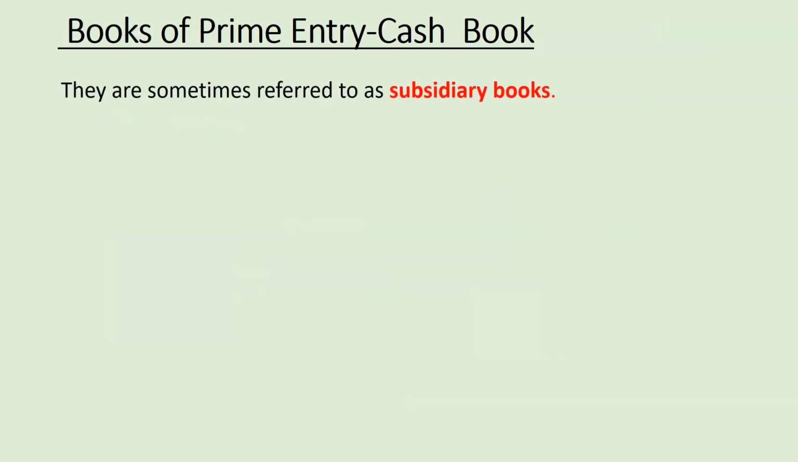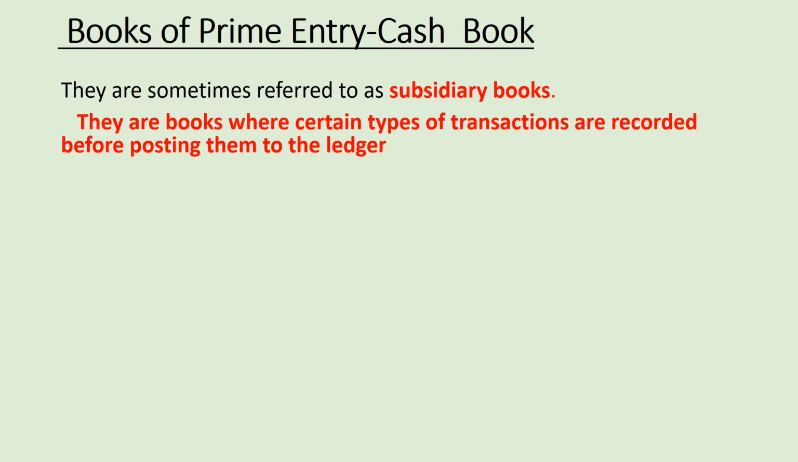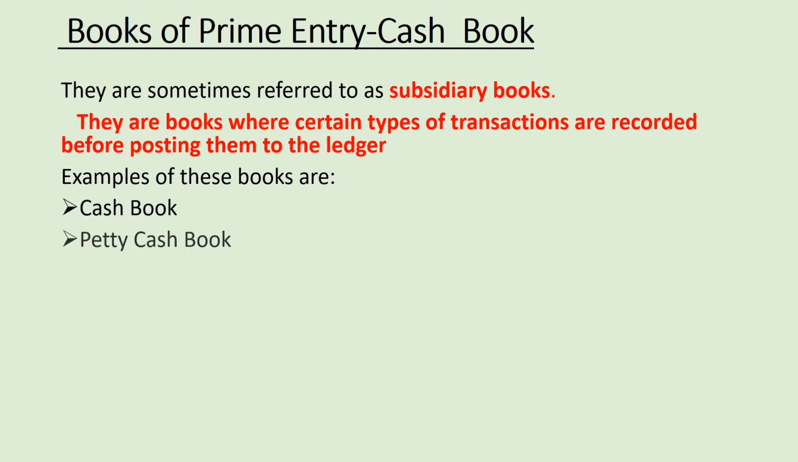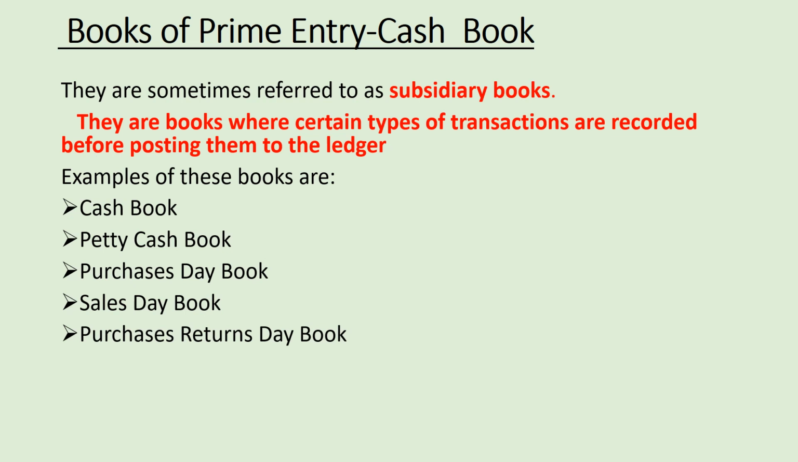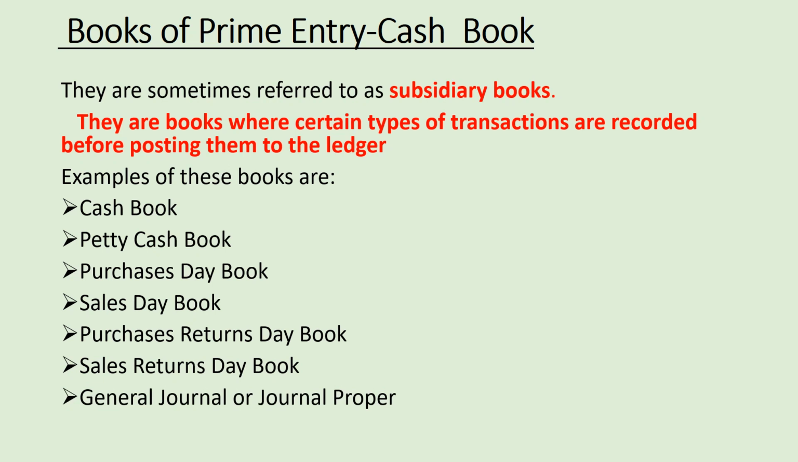So just an introduction to the books of prime entry. They are sometimes called subsidiary books, like I mentioned, and the definition is they are books where certain types of transactions are recorded first before posting them to the ledger. So examples of these books of prime entry are the cash book, the petty cash book, the purchases day book, the sales day book, the purchases returns day book, the sales returns day book, and the general journal, which is also called the journal proper.